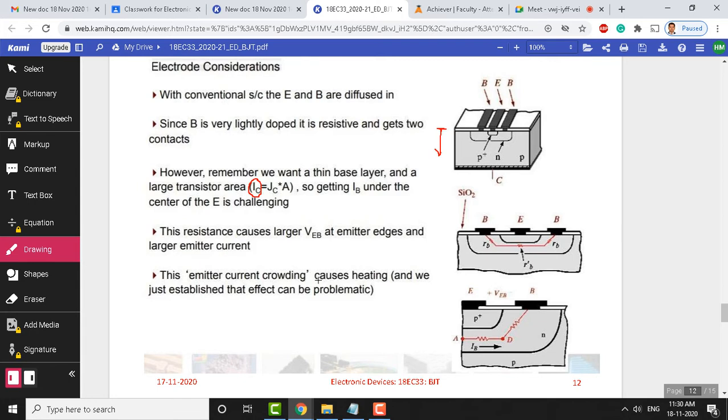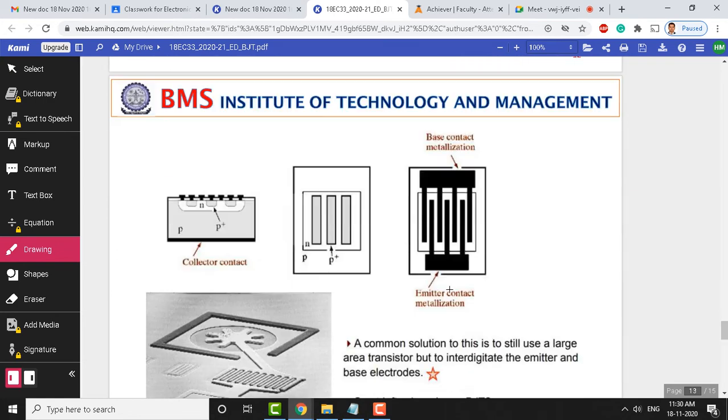Emitter current crowding causes a lot of heat, and this heat generated within the base region is going to be problematic. We have to design the terminals properly to avoid that heat generated within the base region. Let us see the best methods we can use to design this.